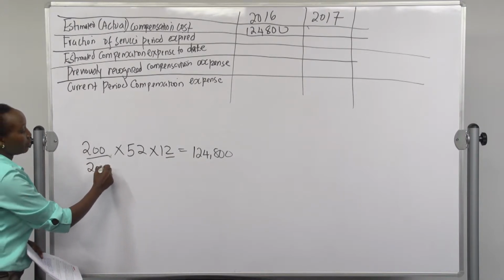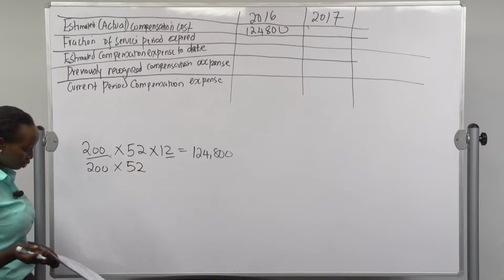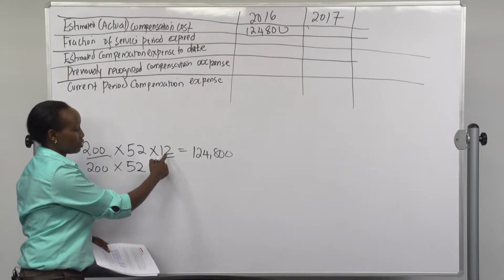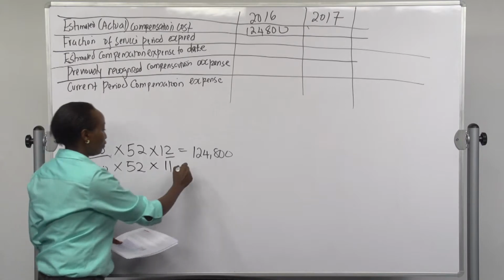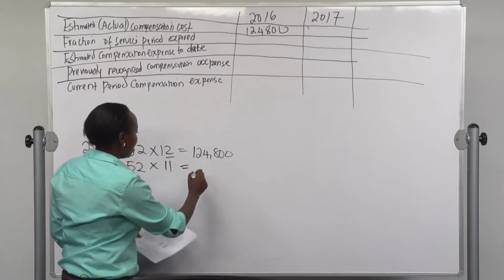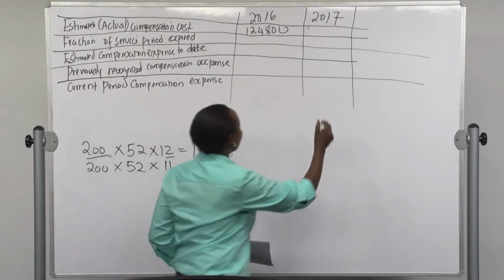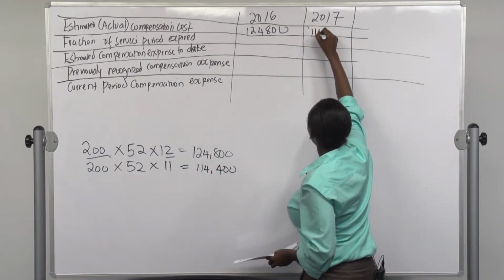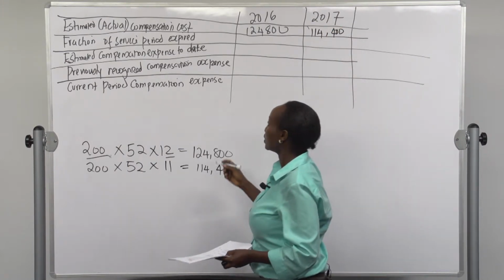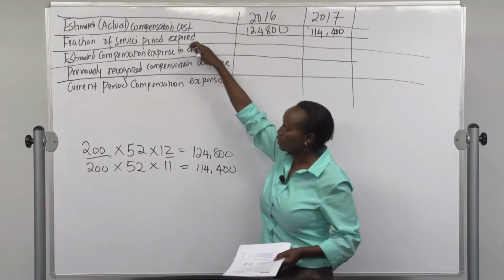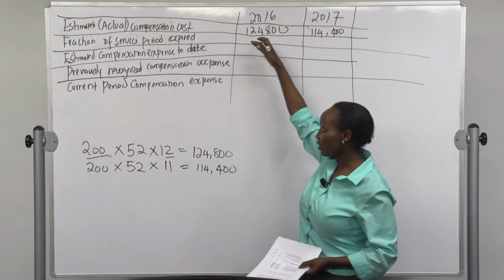At the end of 2017, we have our revised number. Now we have 200 times 52. We don't change the share price; we keep the original, which was $52. Now, instead of 12 employees, we have 11 employees since 4 of them left. So our revised number is now $114,400 for 2017.